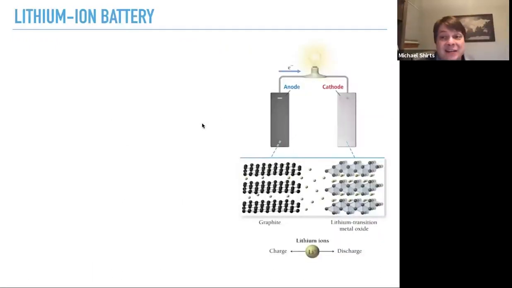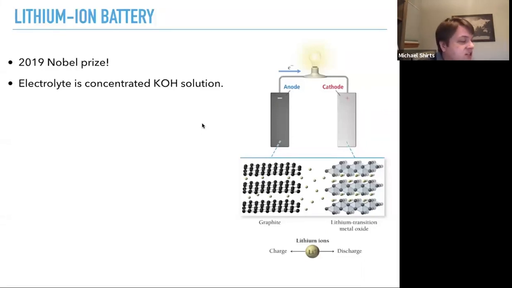Okay, the next battery is a little bit different in a really interesting way. That's the lithium-ion battery. It's different enough from other batteries that the research behind it won the 2019 Nobel Prize. The electrolyte is concentrated potassium hydroxide solution, about the same as before. The anode is graphite impregnated with lithium +1 ions. The ions are stuck in between the sheets of graphite. So that is the anode.